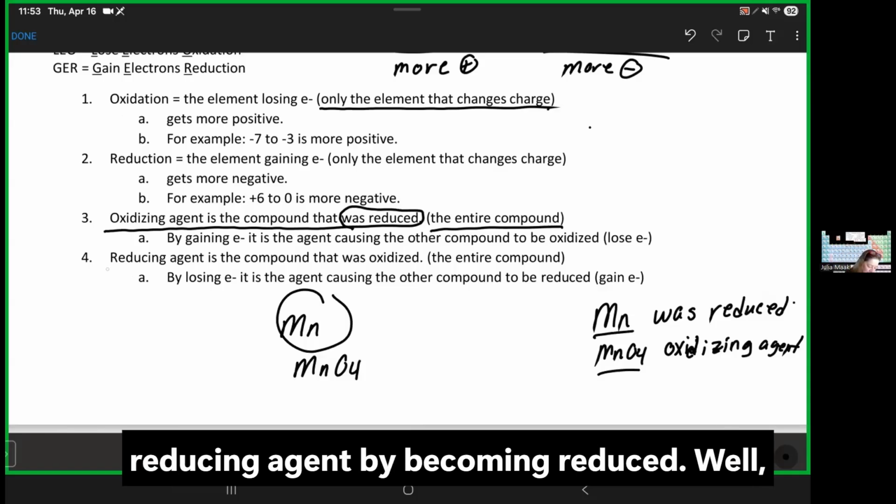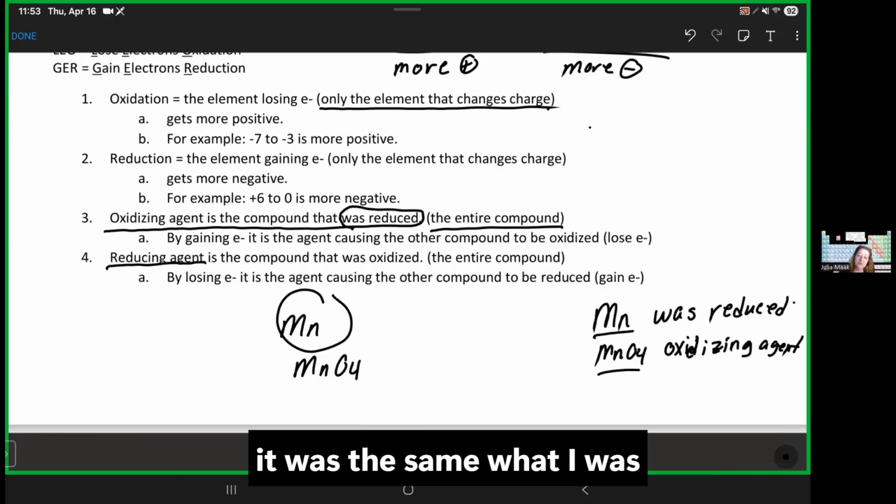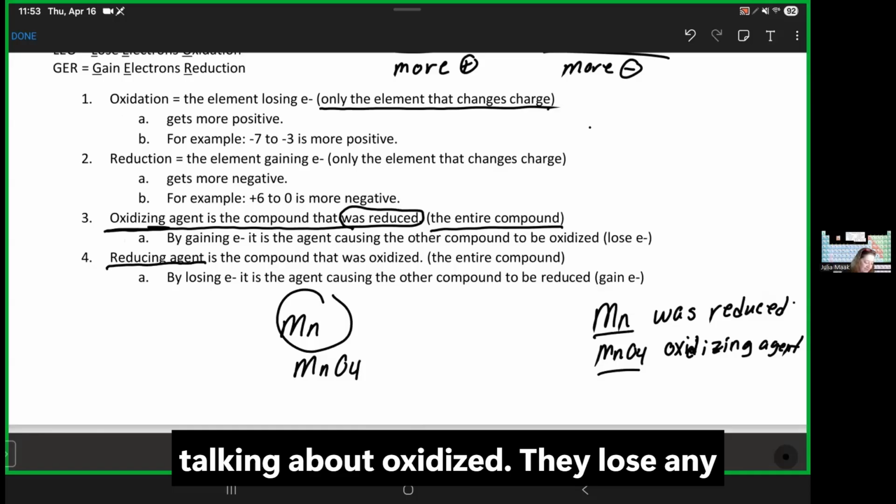Okay, and then same thing with reducing agent, by becoming reduced. Oh, well, it was the same as what I was talking about. Oxidized by losing electrons.